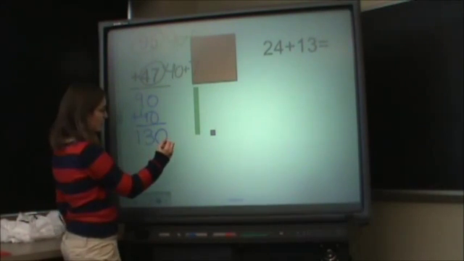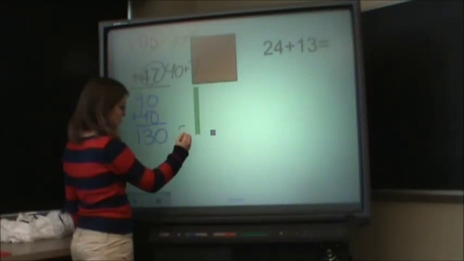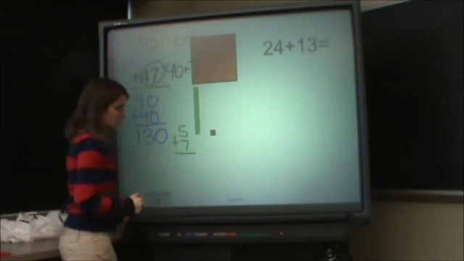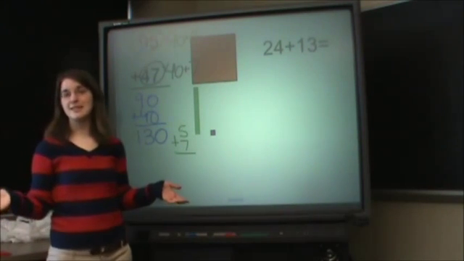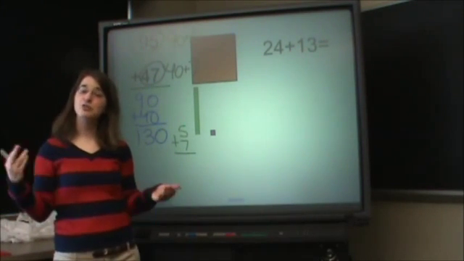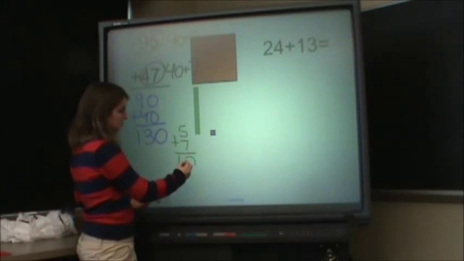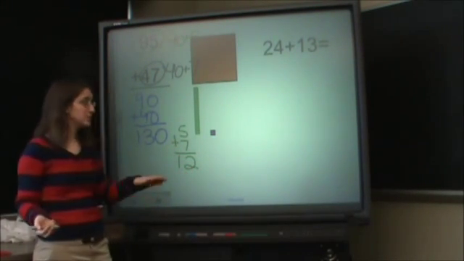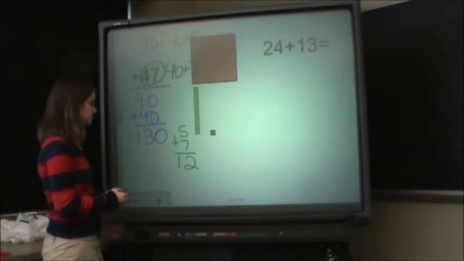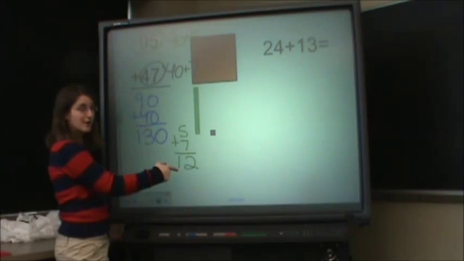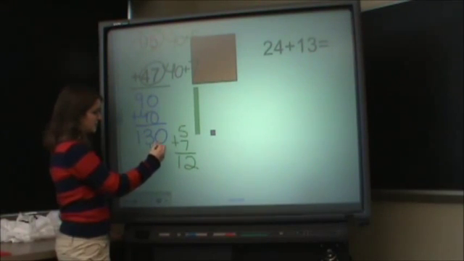We have 5 ones plus 7 ones. And what's 5 plus 7? This is a basic fact that you should probably have in your head. 5 plus 7 is 12. You can also use your ones blocks to count. So now we have 130 and 12. We're going to add these 2 together.